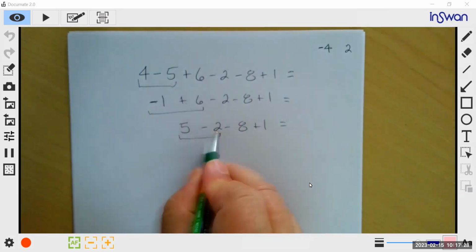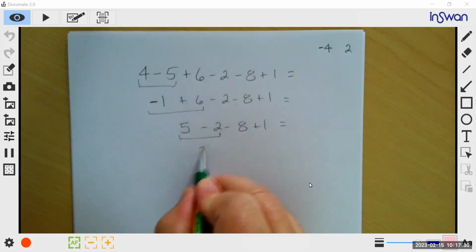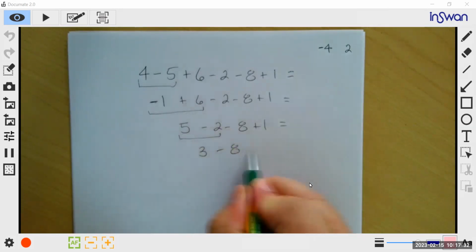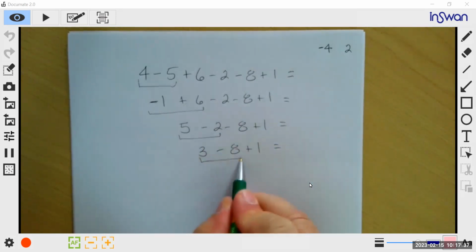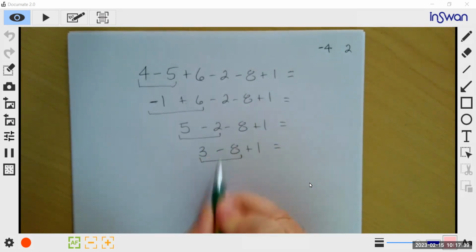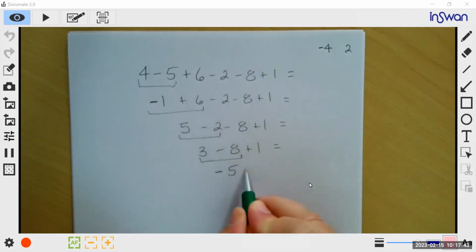Five is bigger than 2, so the answer is positive. 5 minus 2 is 3. Three minus 8. 8's bigger, so the answer is negative. 8 minus 3 is 5.